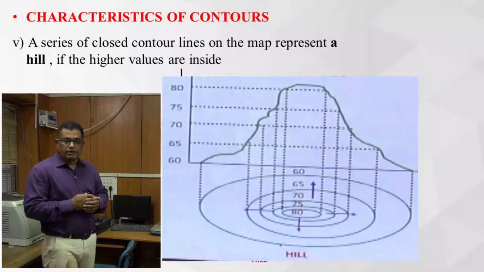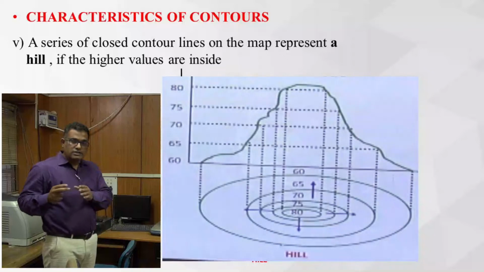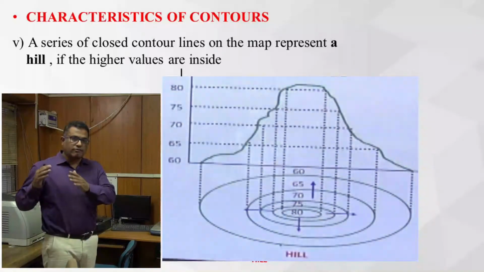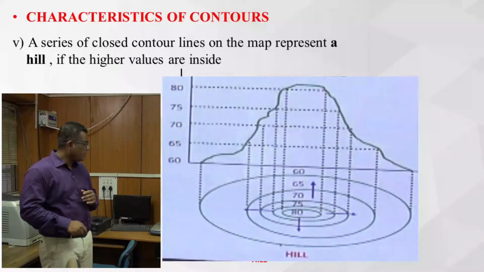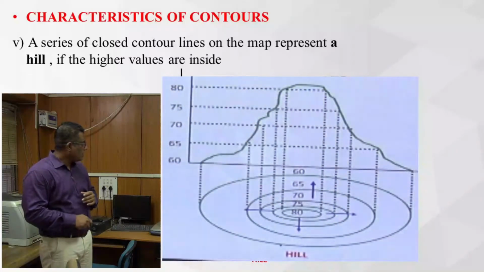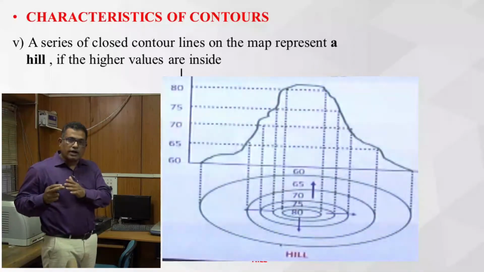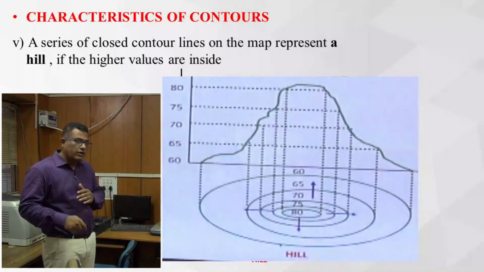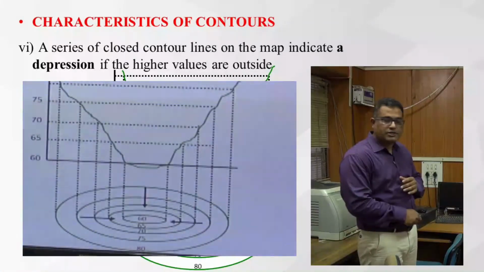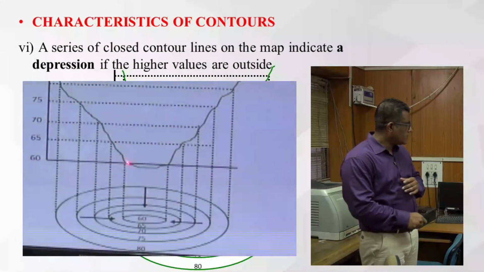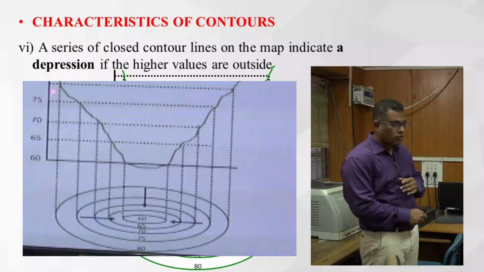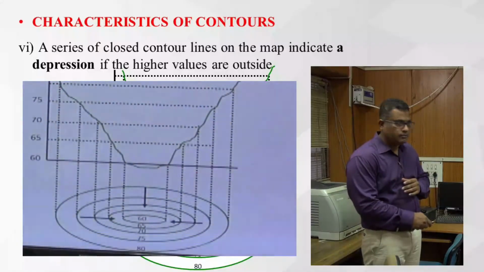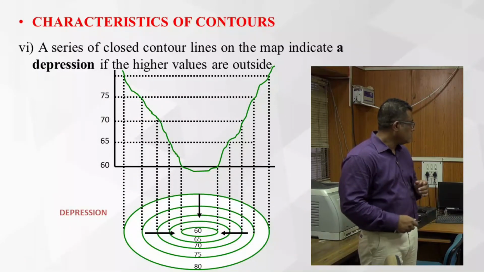And this is very important. Number 5: a series of closely running contour lines, if it forms a loop with higher value inside, then it represents a hill. And if closely run contour lines have lower value inside, then it is a depression. Like in this figure, this is a depression. The lowest point contour is inside the loop, and the highest point, which is at the ground level, its contour is outside the loop. This is another property of contour lines.